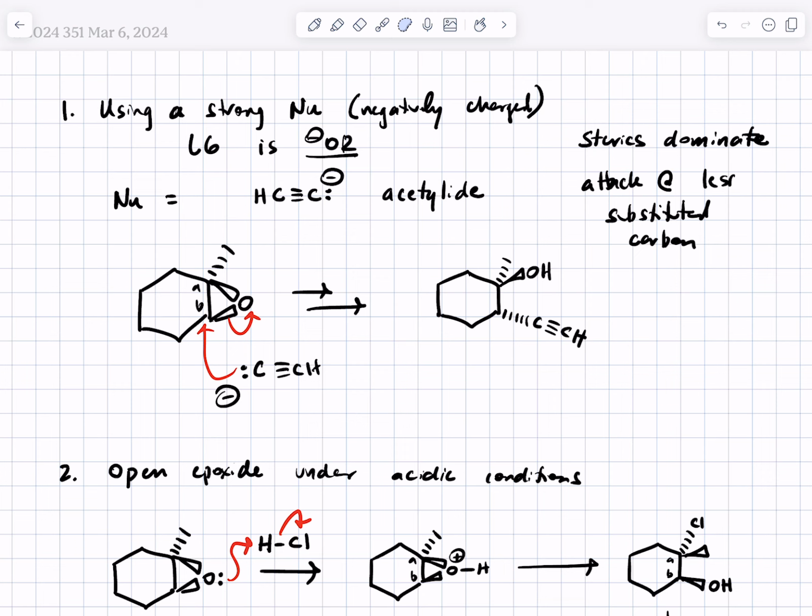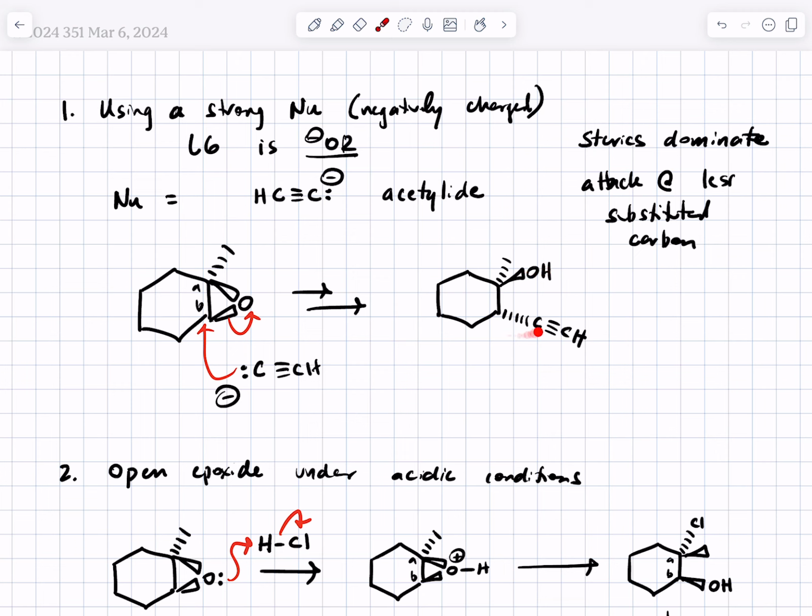that meaning selectivity among different regioisomers, or in other words, constitutional isomers. So if you open the epoxide with a strong nucleophile under negatively charged conditions where OR minus is the leaving group, the reaction mechanism is SN2, but is dominated by sterics, meaning that the less sterically hindered carbon is the preferred carbon to open. In this case, it's the less substituted carbon B, and so you get the product where the OH ends up on the more substituted carbon of the original epoxide, whereas the nucleophile ends up on the less substituted carbon.